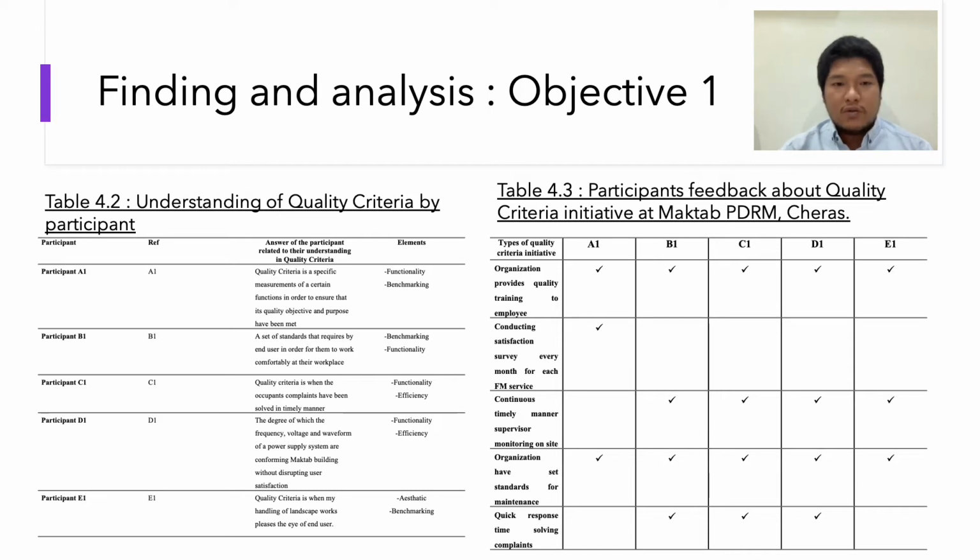So second is conducting satisfaction survey for every month for each FM service. So the second initiative is about satisfaction survey, which is benchmarking. That is one of the quality criteria initiative. They have to evaluate every month about their occupant satisfaction. The third one, continuous timely manner supervisor monitoring on site. So this is also one of the initiative. Continuous monitoring every time.